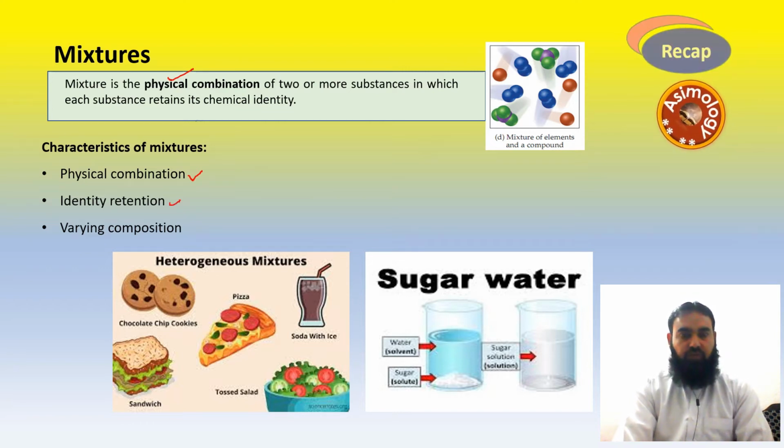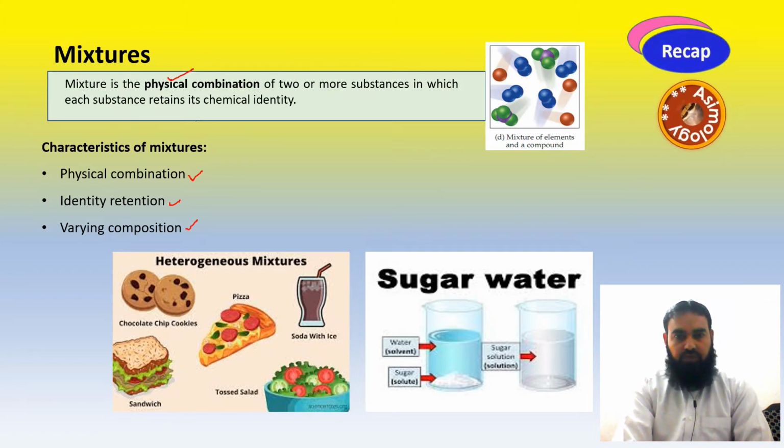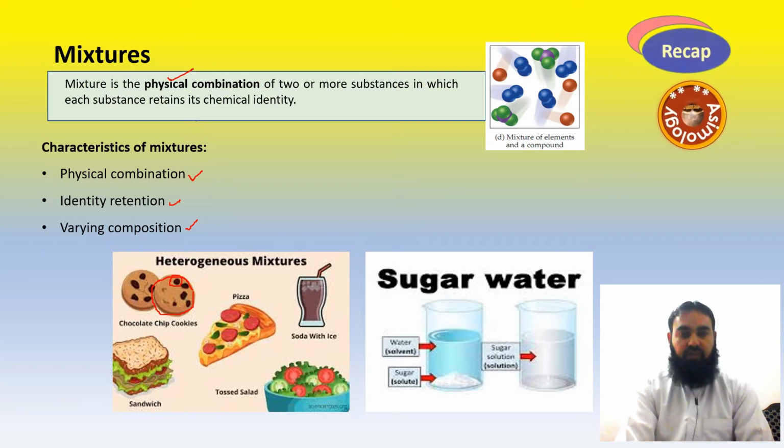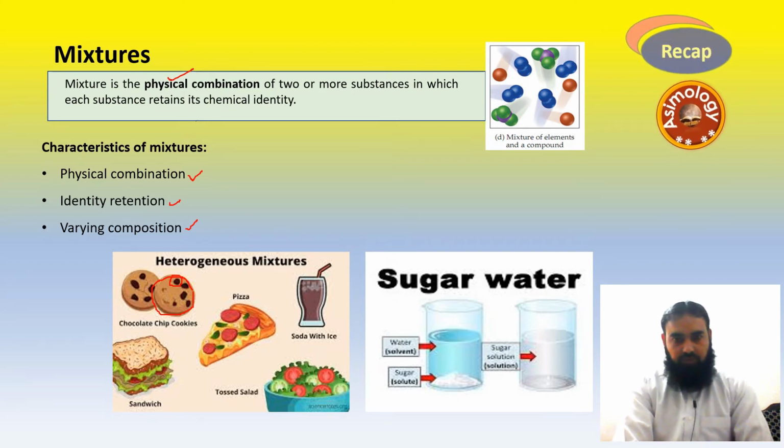And you can prepare a mixture in any composition. So the composition is variable. In this example, you can see each substance. Like you can take the example of a cookie. It is a mixture of the dough and many ingredients in it, and it has some pieces of chocolate embedded on its surface. So the chocolate is one of the ingredients of this mixture. It is a heterogeneous mixture.